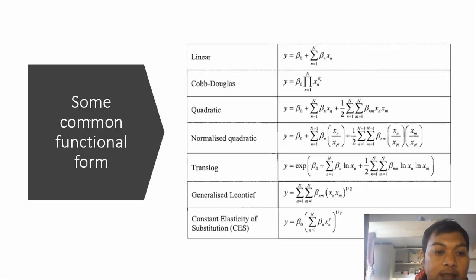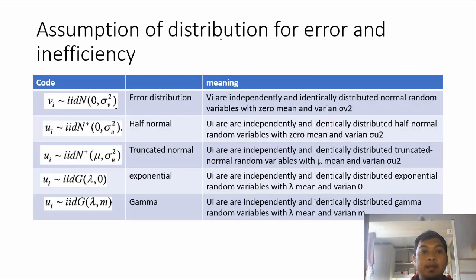Some common functional forms are the linear, quadratic, translog, generalized Leontief, and constant elasticity of substitution. From these functional forms, the most popular are Cobb-Douglas and translog. Cobb-Douglas represents the linear function, and the translog is a nonlinear function. This is for the assumption of distribution for error and inefficiency.